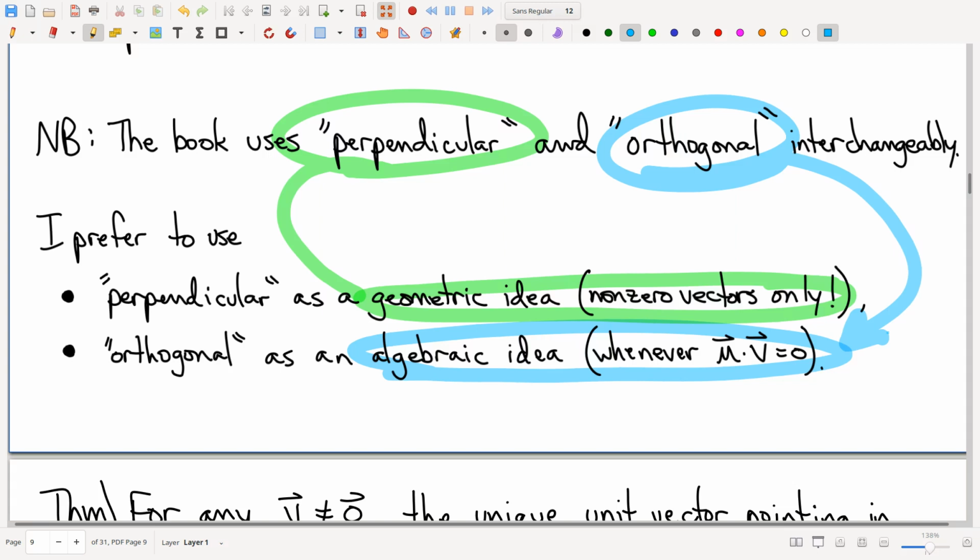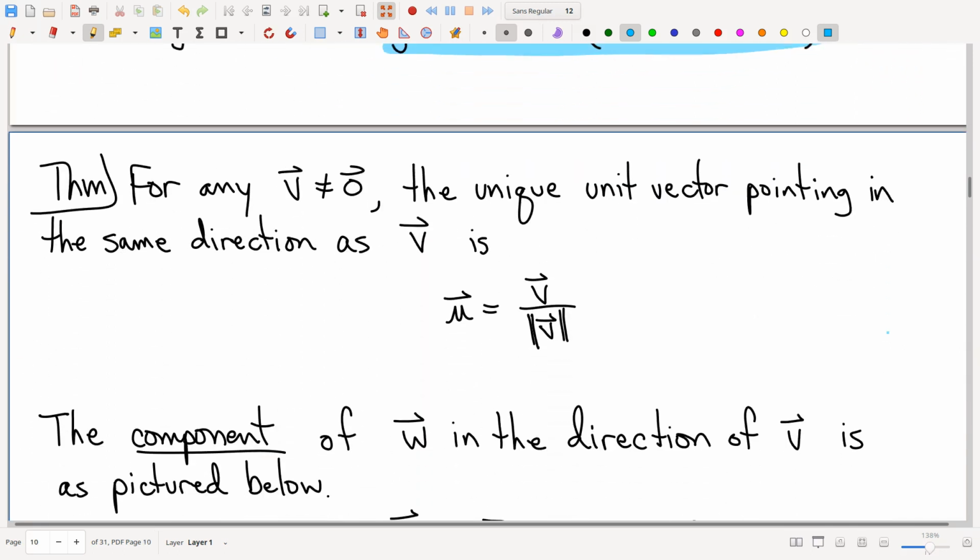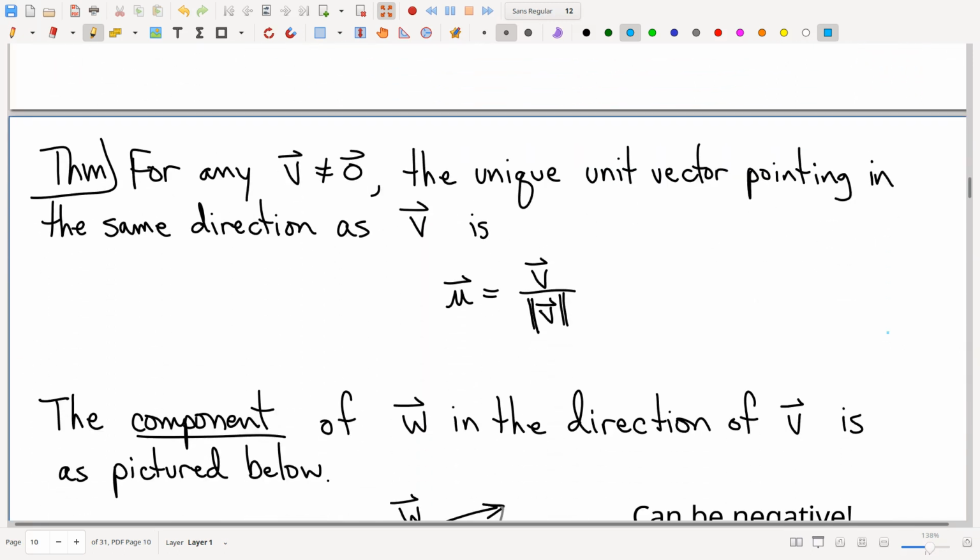All right. Okay, moving along. Here's another thing about vectors. Again, I think y'all almost certainly know. But if you have a non-zero vector, that defines a direction. And if you want to know what is the unit vector that points in that direction, which, by the way, we're going to need pretty regularly.